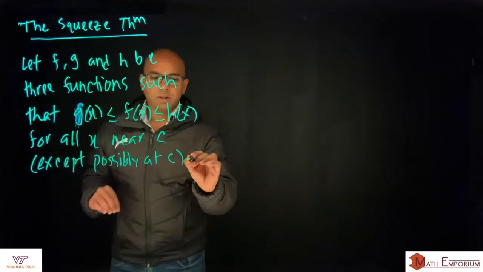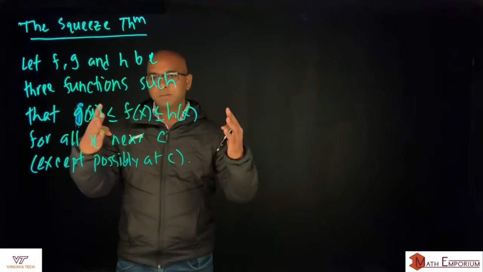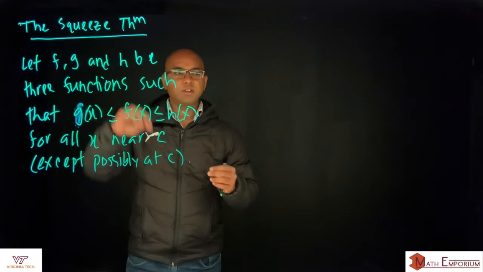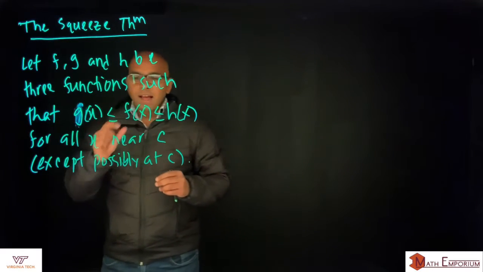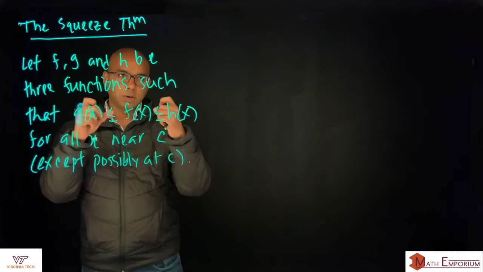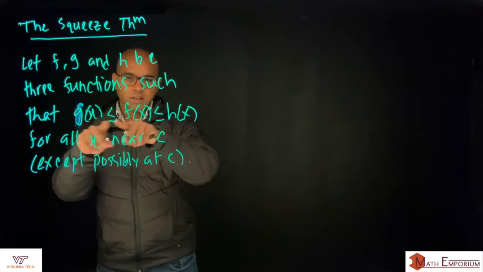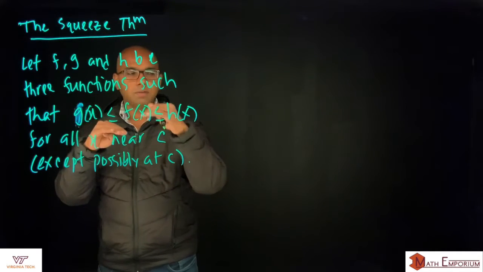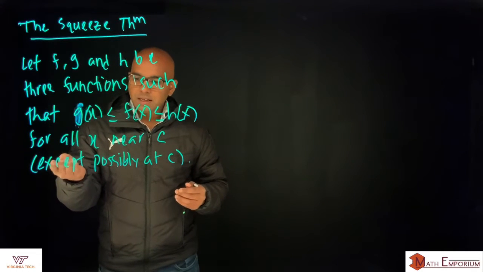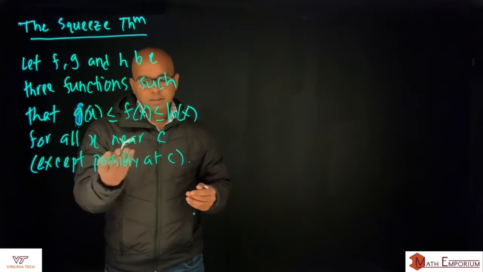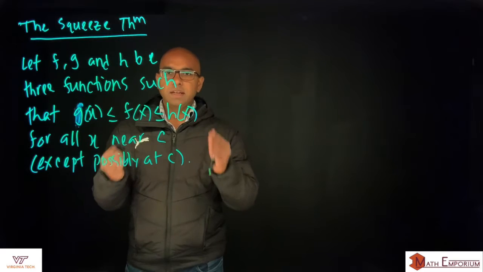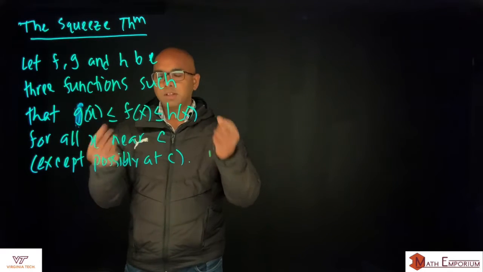So let me explain what it means. It means that this function f is between g and h. It's kind of sandwiched between those two things. That's why this theorem also has a name called sandwich theorem. And x is near c means there is an interval containing c, and these inequalities are satisfied by every number from that interval except possibly c. And you should know why we are allowing this exception at c: when you consider a limit, it doesn't matter what happens exactly at that point. We can completely ignore that point.